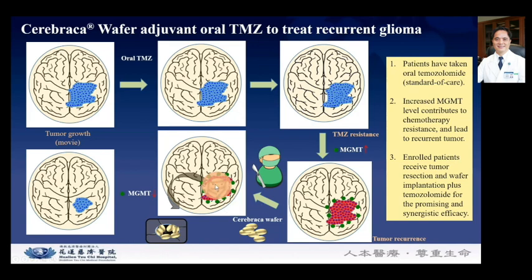But if you do resection of the recurrent tumor again and put in the cell breaker wafer, this wafer can shut down MGMT and resensitize this recurrent tumor to temozolomide. And also the cell breaker wafer can kill the tumor cells and the tumor stem cells. This drug can also radiosensitize if the tumor receives radiotherapy.